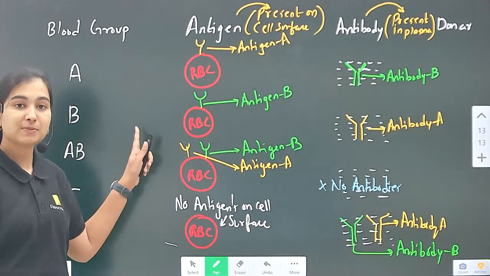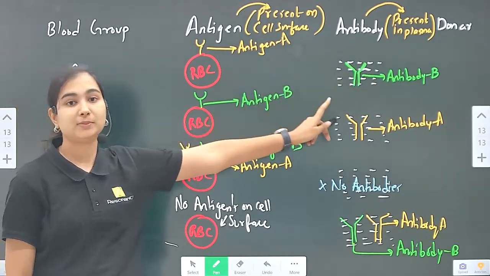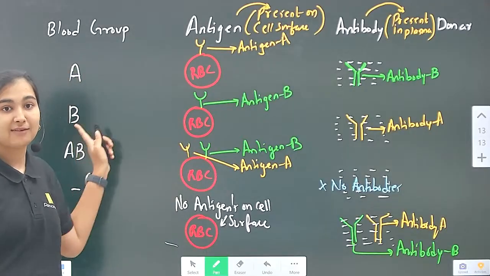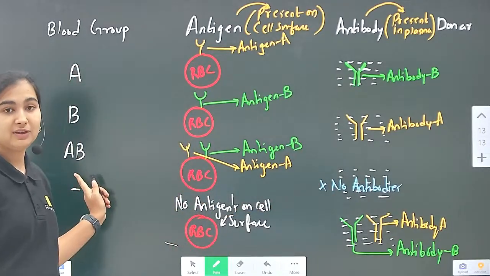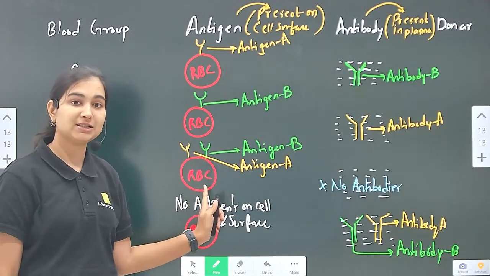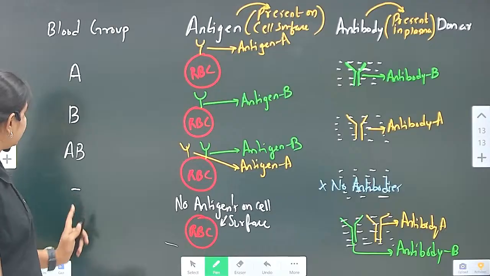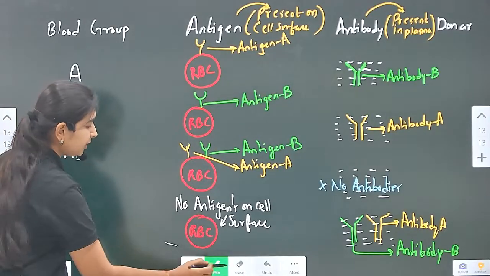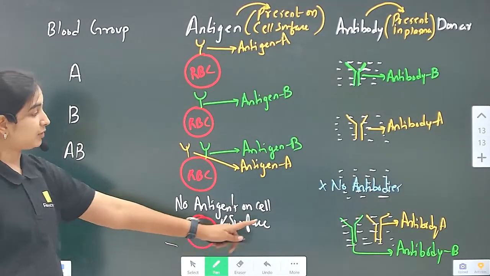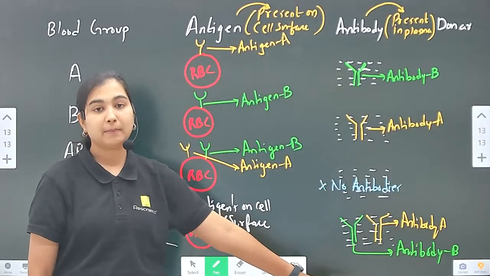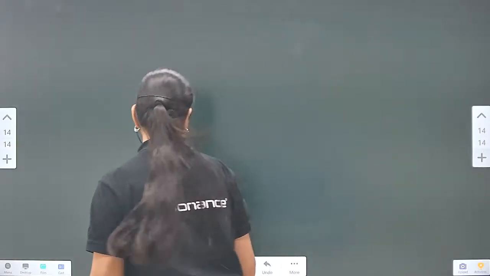So what antigen is present on the A blood group? In the A blood group, the antigen A is present on the cell surface, and antibody B in the plasma. In blood group B, we have antigen B on the cell surface and antibody A in the plasma. In the blood group AB, we have antigen A and antigen B both on the cell surface and no antibodies in the plasma. In the blood group O, you have no antigens on the cell surface, but two antibodies in the plasma. Getting my point? Fine. Let us quickly write them down in tabular form.